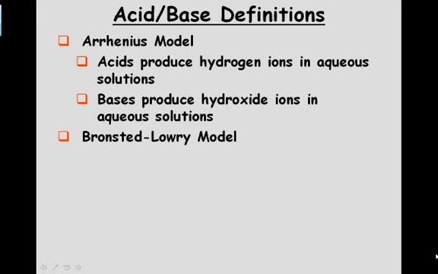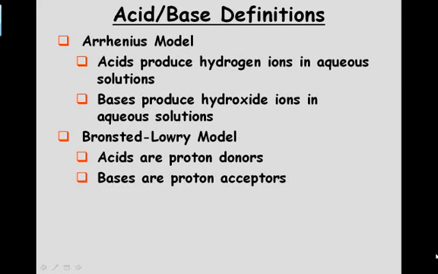Now this one is a little bit more general, and for us in AP chemistry, this is really the definition you want to keep in your mind. Acids are proton donors, which essentially means they're putting H+ into solution. So that part of the definition goes along with the Arrhenius model very well. The second part of the definition: bases are proton acceptors. This is a little different, a little broader.